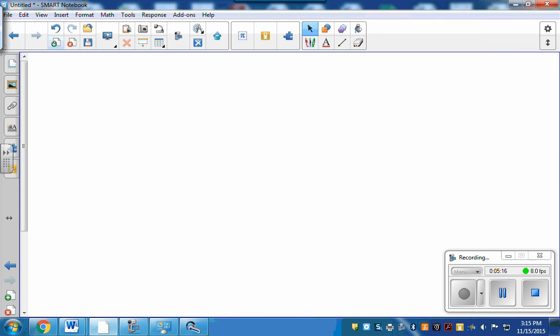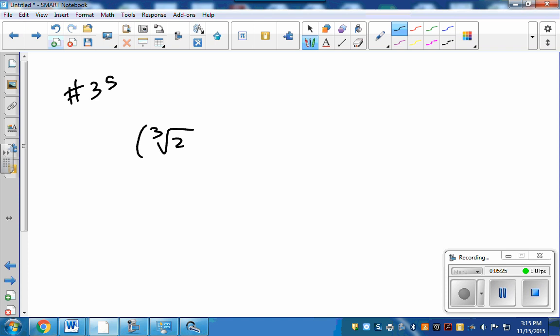Okay, problem number 35. Number 35 deals with cube roots, which is a little bit more exciting. So we've got the cube root of 2y minus 5 times 4 times the cube root of 2y plus 1. Okay, and our task is to multiply these together.